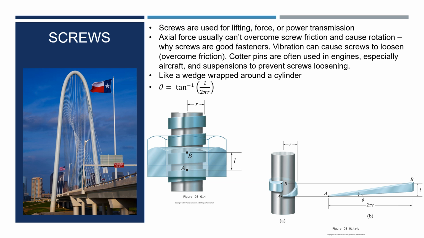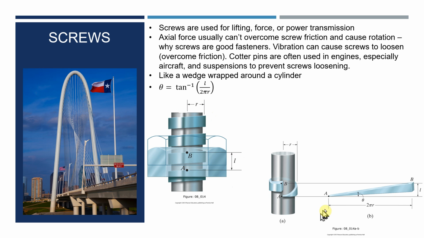We're going to look at screws now, which are a lot like wedges. It's basically an inclined plane wrapped around a cylinder, with average radius R. You'll notice it's not the largest, it's not the smallest, it's the average. Now, as you rotate the screw one full rotation, point A will advance up the screw to point B, and it will advance a distance L.